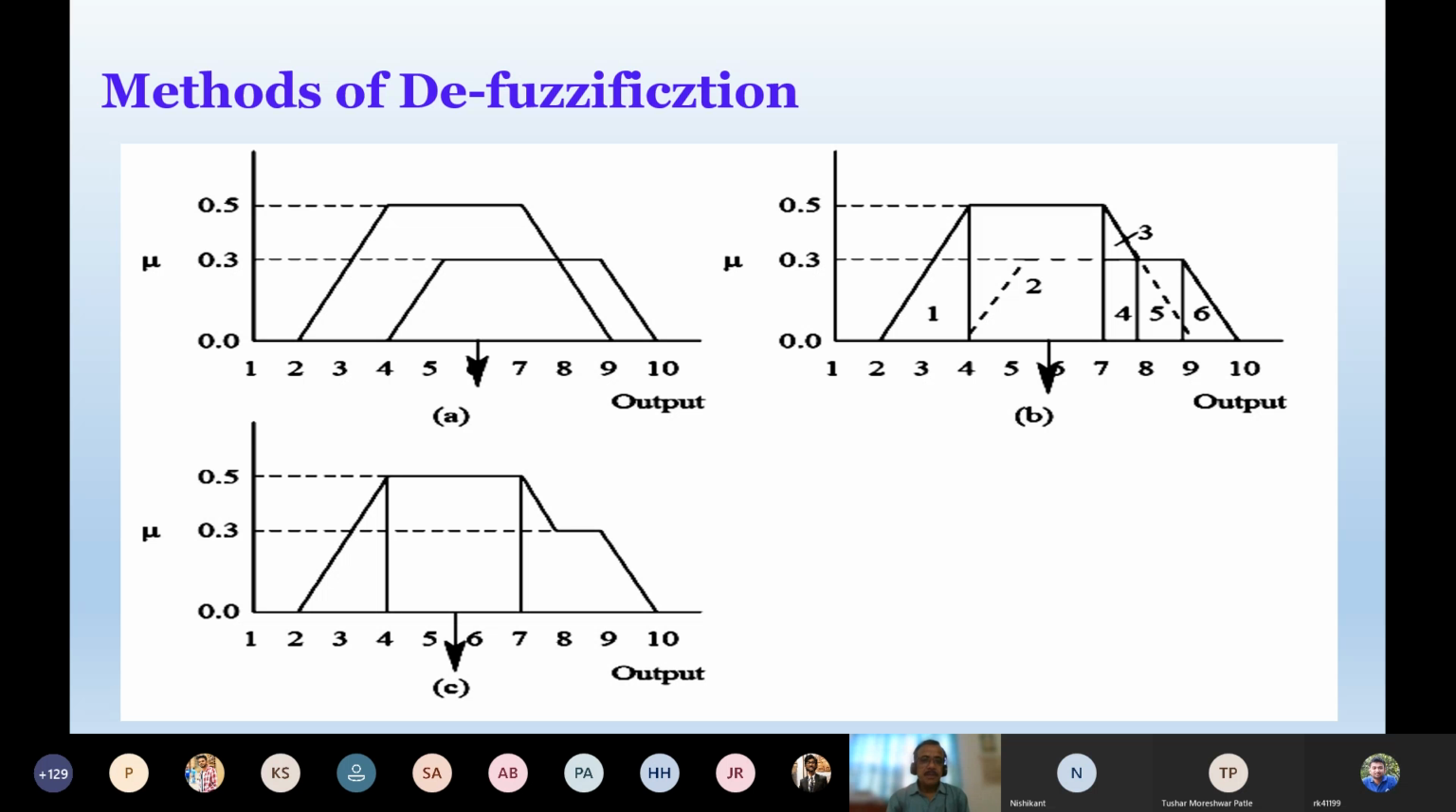Now, before I proceed further, let me ask you one thing. Out of these three methods of defuzzification, which one is the best one? Can anybody answer? You are allowed to talk one at a time. Can anybody tell me which one is the best method?